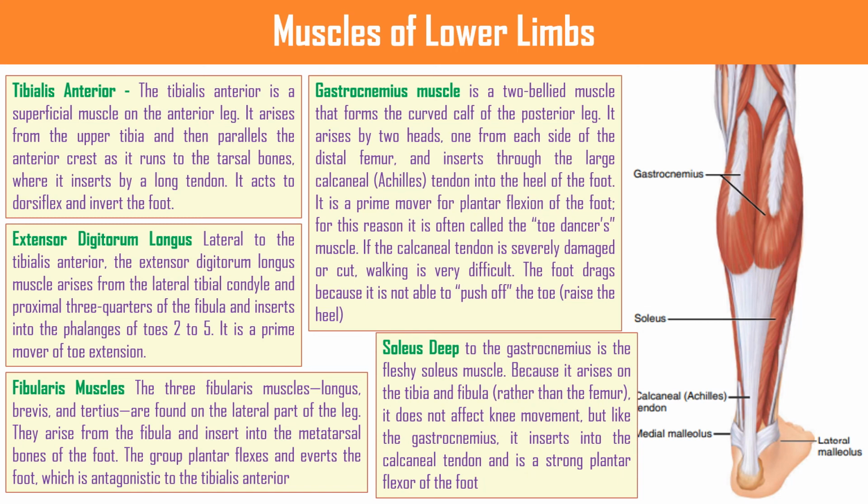Next is soleus. Deep to the gastrocnemius is the fleshy soleus muscle, which arises from the tibia and fibula rather than the femur. It does not affect knee movement. But like the gastrocnemius, it inserts into the calcaneal tendon and is a strong plantar flexor of the foot.